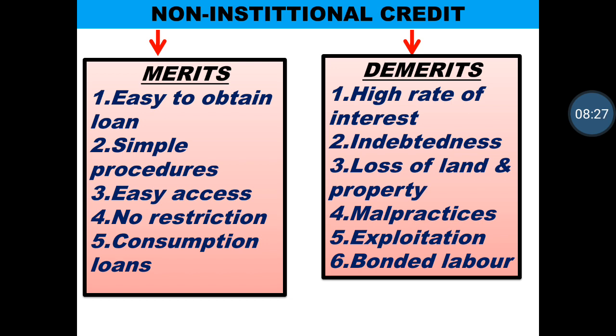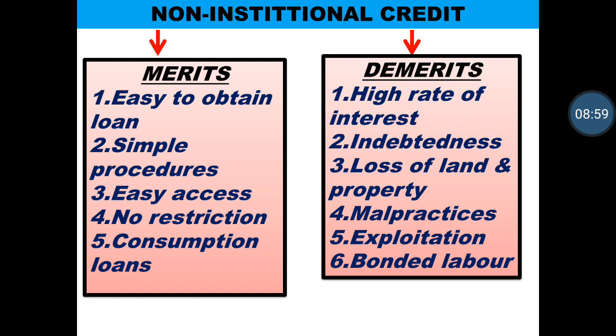Then bonded labor. In non-institutional credit, bonded labor is one of the common things which usually take place nowadays. There are many restrictions put by the government, but still many parts of our country are facing this problem. Bonded labor means bandhua mazdoor. We have seen the serial Udaan, in which a person who has taken a loan from a landlord or money lender becomes his bonded labourer. It means that free of cost the person has to work for the person who gave him the loan. So these are the demerits.